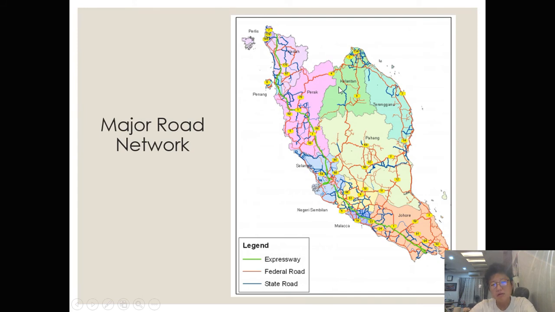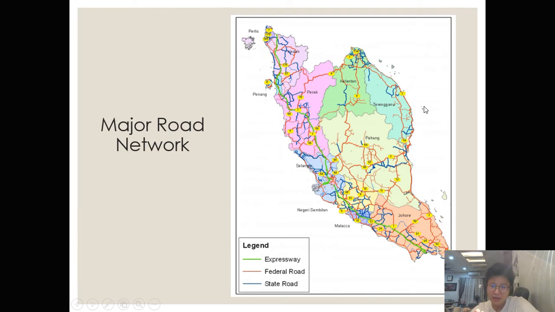Why? Correct, the Titiwangsa Range is there, the tulang belakang, the spine of the peninsula. So you can't possibly be building roads along the spine. No need. People want to cut through, you see? It's all cutting through, like the Karak Highway and things like that.